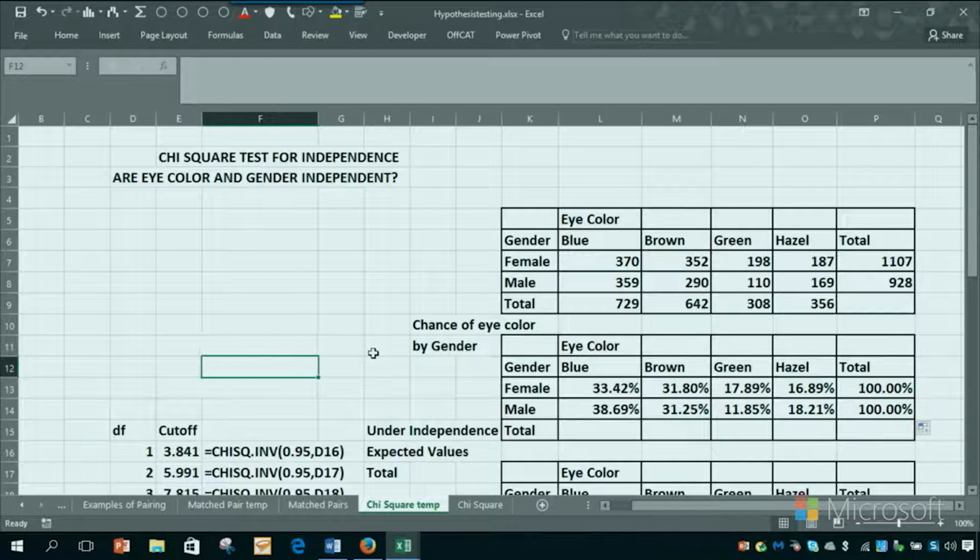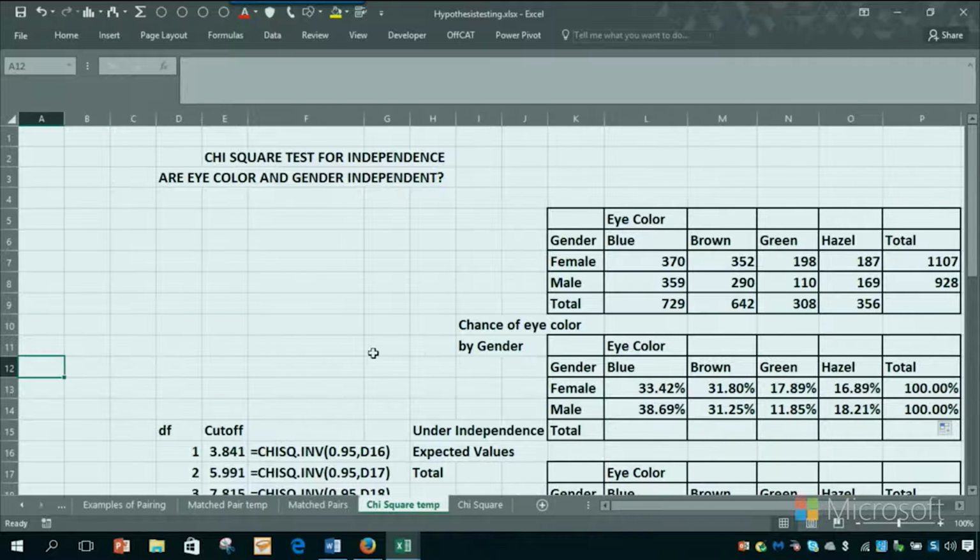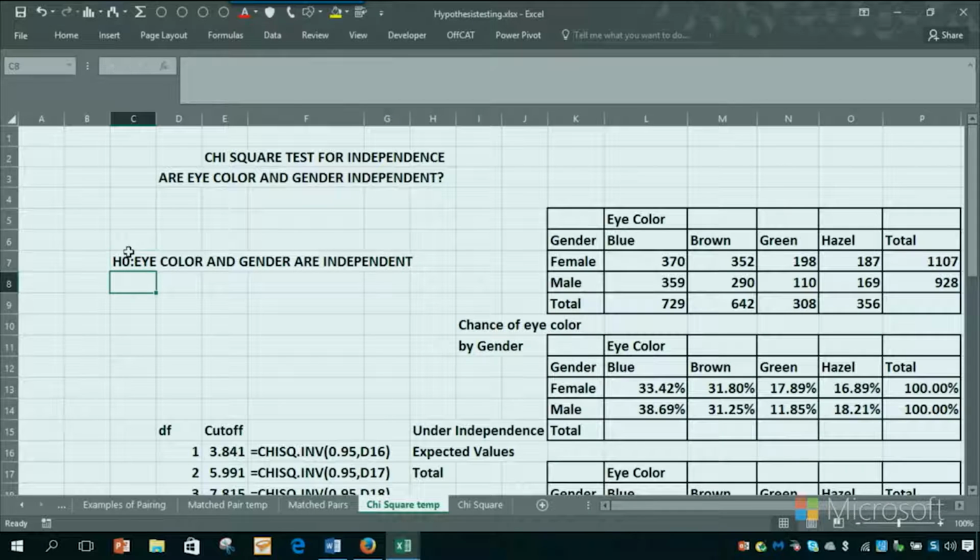Okay, so now the question about the independence and our hypotheses are going to be as follows. The null hypothesis is that eye color and gender are independent. And the alternative hypothesis is eye color and gender are not independent.